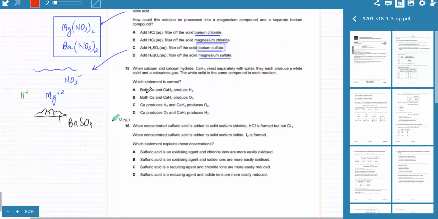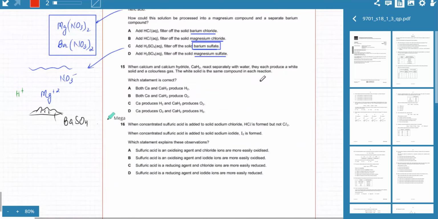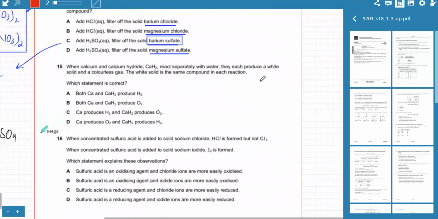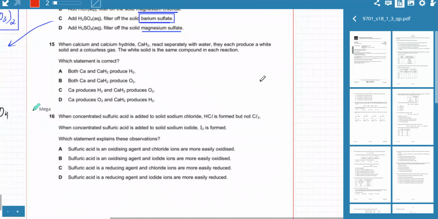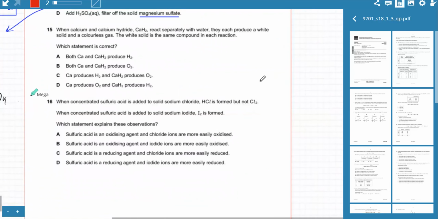Okay, is this clear to everyone? Ethan, is this clear? Rida, Heba, is this clear? Bhaskar, is this clear? Yes.